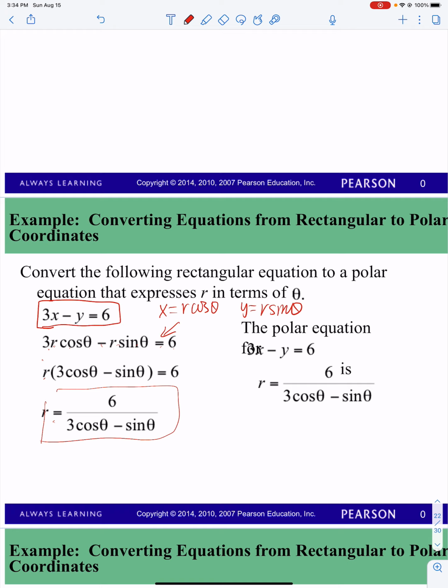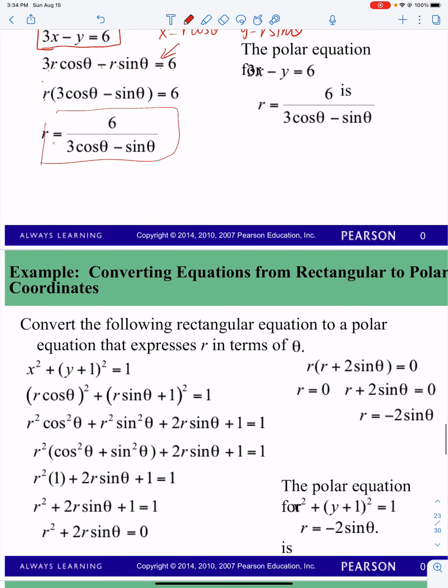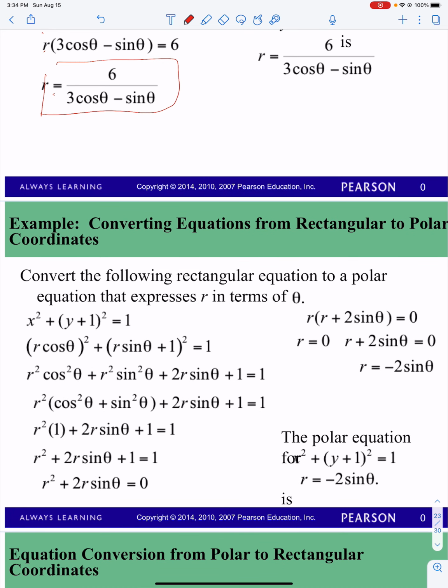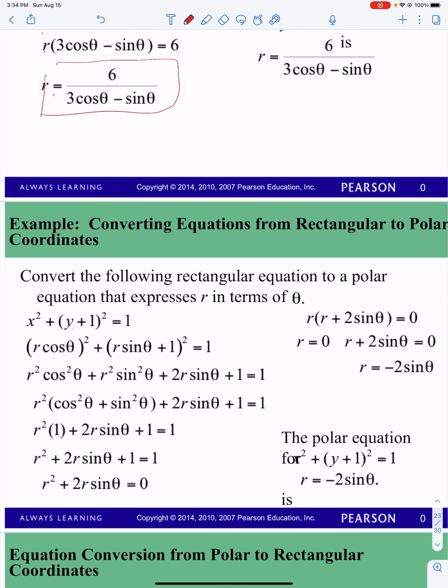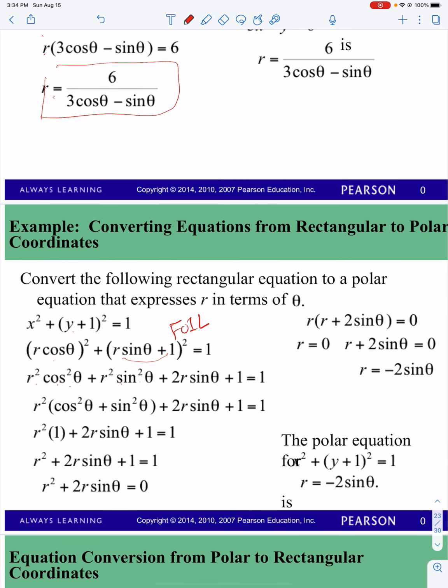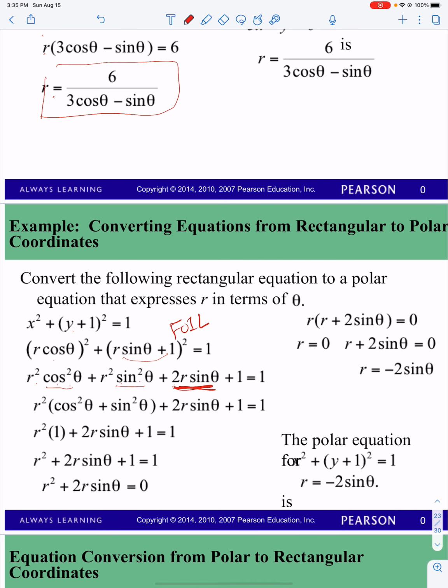Okay, so the next one. The same thing, you use x equals r cosine theta, y equals r sine theta. This one is a little bit more complicated, because you have to complete the square, and you have to FOIL here. Do not distribute, you have to FOIL. So r squared cosine squared theta, r squared sine squared theta, plus the middle term, which is super important, plus 2r sine theta, plus 1 equals 1. When you see cosine squared and sine squared, combine them together. That's 1.